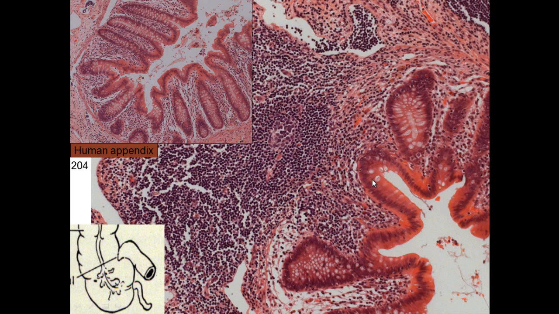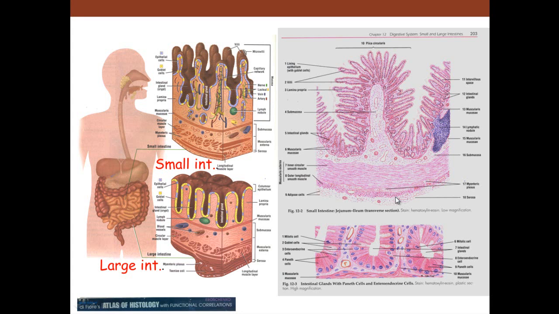This is the epithelium on the surface. They have goblet cells in through there. Lots of lymphoid tissue in the appendix. This is the appendix that we're speaking of right here. You have lots of goblet cells, simple columnar epithelium on the surface with goblet cells and absorptive cells.